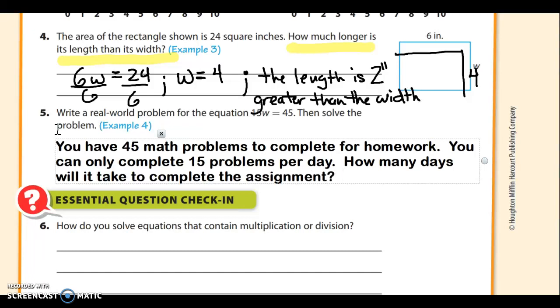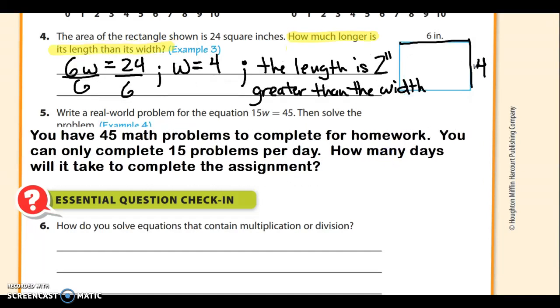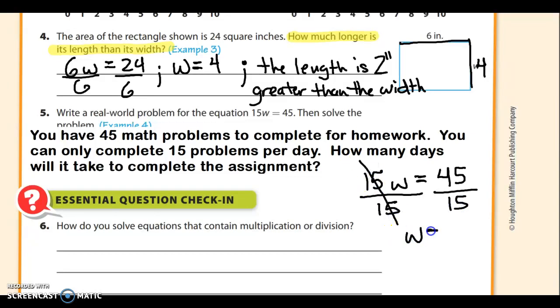So then the equation would be, we already know it, 15W equals 45. How do you solve a multiplication equation? You divide by 15. 15 divided by 15 cancels. All I have left is W equals 45 divided by 15 is 3. Does that make sense? If I took this W out and put a 3 there, would 15 times 3 be equal to 45? The answer is yes. So what's the answer? 3 days.